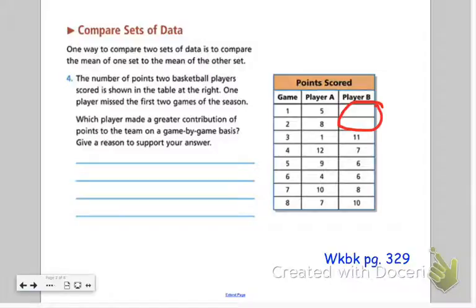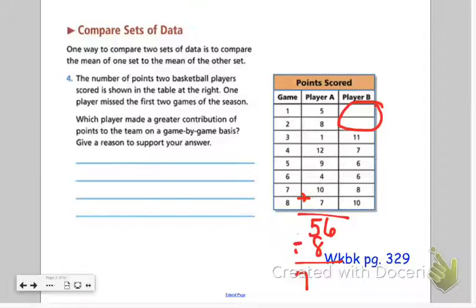Let's find the average. Let's find the mean for each player. If I start with player A, I'm going to add them all up: 5 plus 8 plus 1 plus 12 plus 9 plus 4 plus 10 plus 7. If you add up all of those points scored, you should get 56. Since we have 8 values, we can divide by 8. 56 divided by 8 gives me 7. So player A scored an average of 7 points per game.